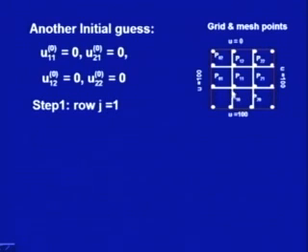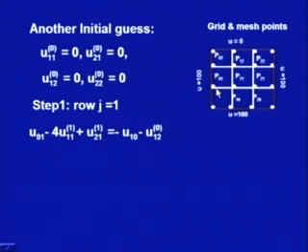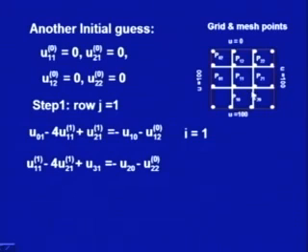Row 1 means I would have two internal points, i is equal to 1 that is u11 and i is equal to 2 that is u21. So, first for u11 I am going with the fixed row. For i is equal to 1 I would get u01 minus 4 u11 plus u21 is equal to minus u10 minus u12. That is again using the similar manner as we have just now done. And for u21 I would get u11 minus 4 u21 plus u31 is equal to minus u20 minus u22.